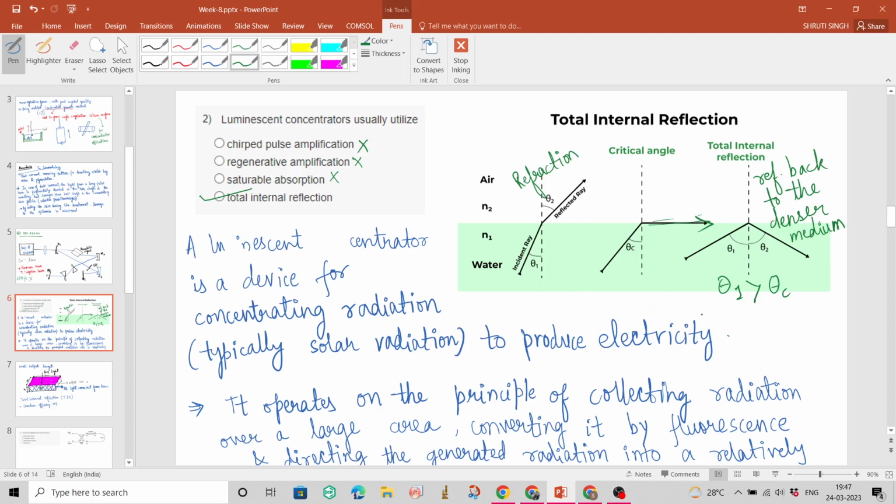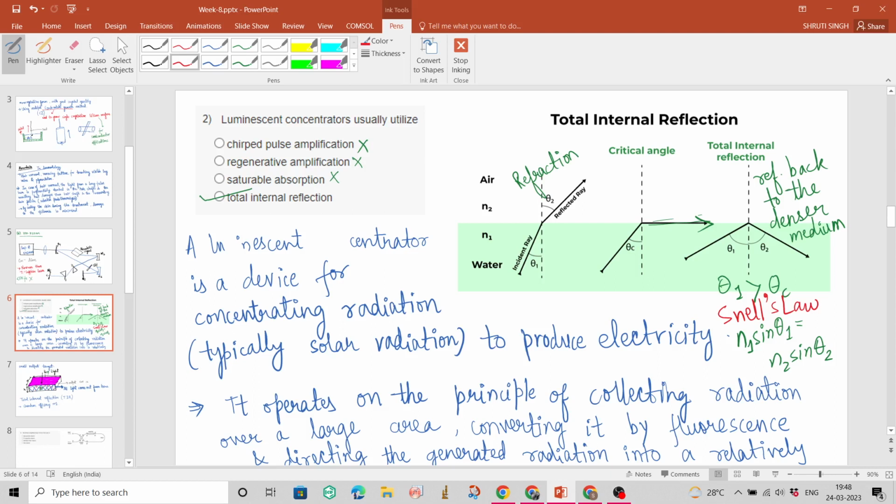And this is calculated using Snell's law, which we all know: n1 sine theta 1 equals n2 sine theta 2. n1 is the refractive index of the first medium, and theta 1 is this angle. n2 is the refractive index of the second medium, the rarer medium. Theta 2 is the refracted angle. This is called Snell's law. I think we have all studied this law in class 10th or 12th physics courses.